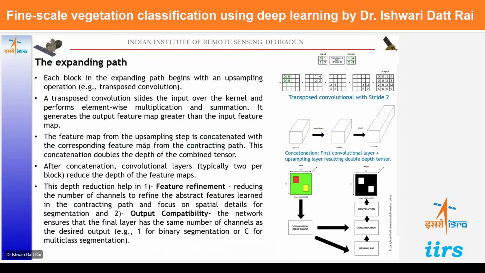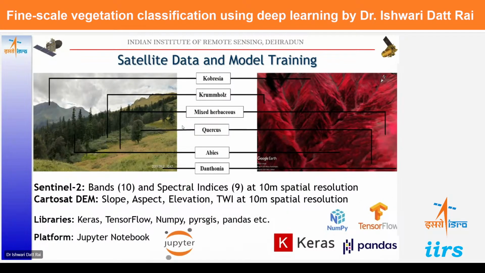So these are some of the basic terminology used in the U-Net model. We used Sentinel-2 data with 10 bands and 9 spectral indices at 10-meter spatial resolution, and we used the CartoDEM, slope, aspect, elevation, and other variables. The libraries were Keras, TensorFlow, NumPy, GIS, Pandas, etc. And the platform was Jupyter Notebook, which is one of the popular platforms used for these operations.